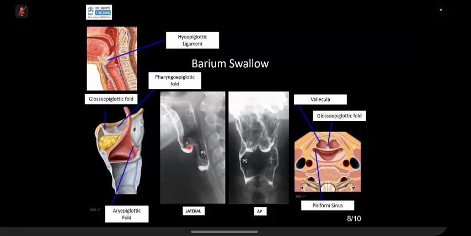How do they form? I don't want to overload you. This is ENT territory. But basically, this is the epiglottis. The epiglottis has a glossoepiglottic fold, which is attached here to the hyoid bone. And on the lateral side, there is the pharyngoepiglottic fold. This is what we call the supraglottis.